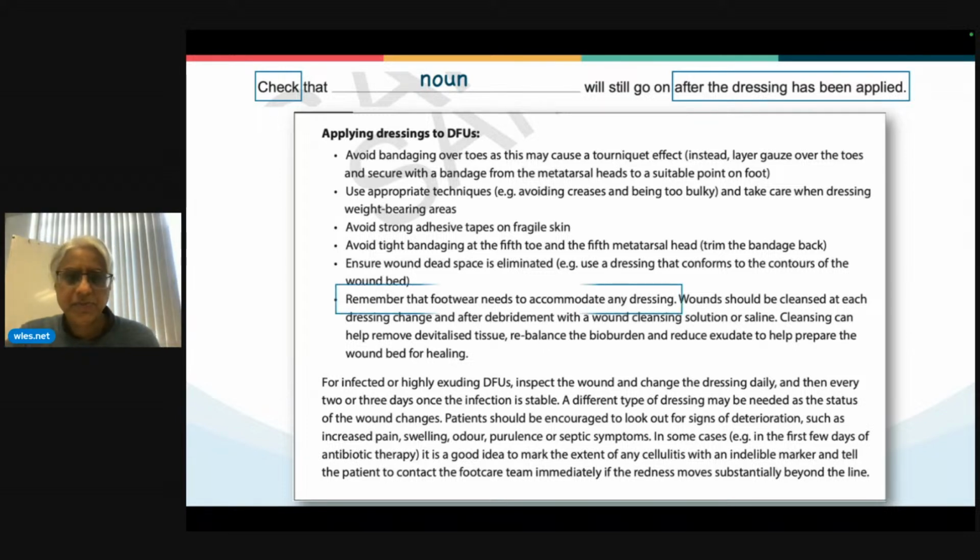After the dressing has been applied, you can see in the bullet points, and the last bullet points, remember that footwear needs to accommodate any dressing. So slightly different, and this is why you don't always have synonyms, but you have synonymous language. You have language which is quite similar, and you can see the similarity here. So you can see the answer is footwear.